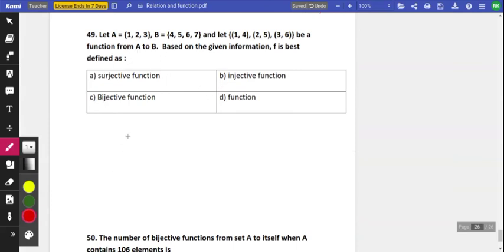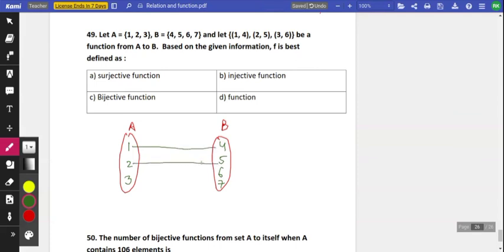You have to check whether the given function is injective, surjective or bijective. Now I draw the mapping of this question, A and B. In A, the elements are 1, 2 and 3. Here in B are 4, 5, 6, 7. The image of element 1 is 4, of 2 is 5 and of 3 is 6. Here the given function is 1-1. 1-1 is also known as an injective function. So the correct answer is option B.